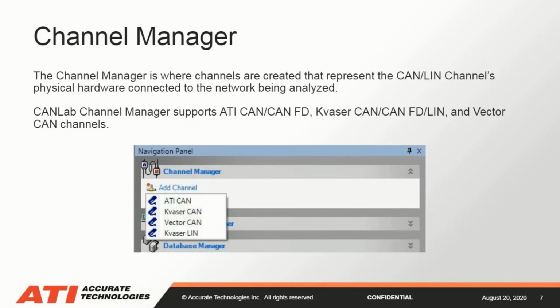This is where you're going to set up the hardware, define the hardware, set its baud rate. And it should be noted that this is the only part of the process in CANLab that must be done offline. After you've configured and set up your hardware, everything else can be done in real time while the application is running and you're collecting data.